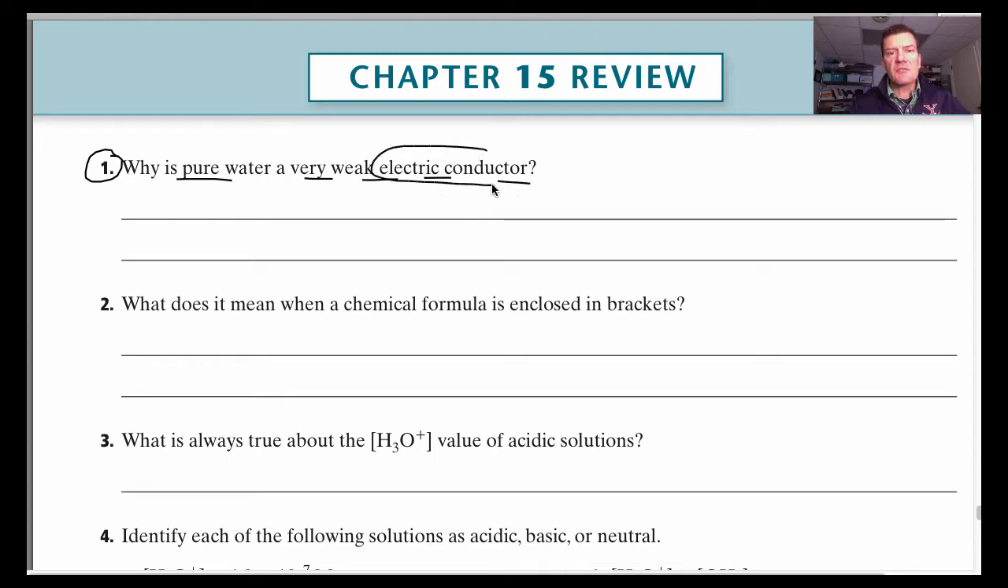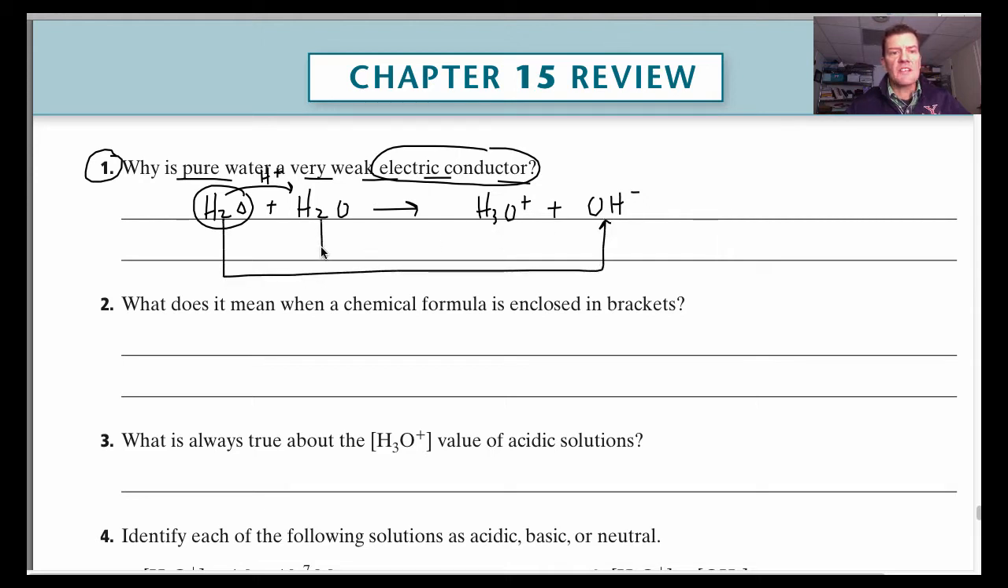In order for it to conduct electricity, it has to have ions in it. And pure water does have some ions. Remember, it self-ionizes. H2O and another H2O. One of these is going to donate its proton, the H plus, to the other, and you're going to have hydronium ion and hydroxide ions. The one that donated the H plus is going to turn into the hydroxide. The one that accepted the proton is going to turn into your hydronium. It does have ions in it, pure water, but to a very, very small extent.